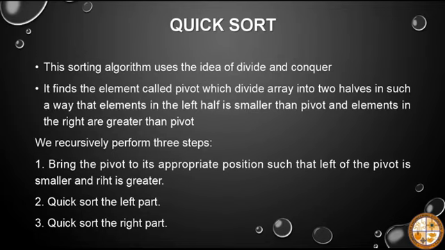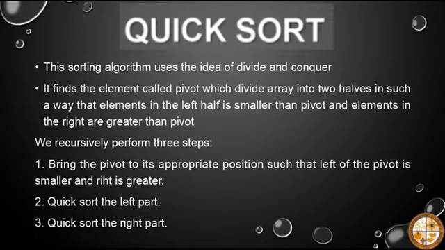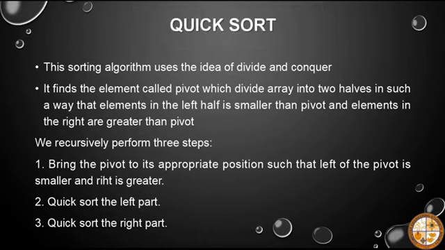The third sorting algorithm is quicksort. This sorting algorithm uses the idea of divide and conquer. It finds an element called the pivot, which divides the array into two halves, in such a way that elements in the left half are smaller than the pivot, and elements in the right are greater than the pivot.